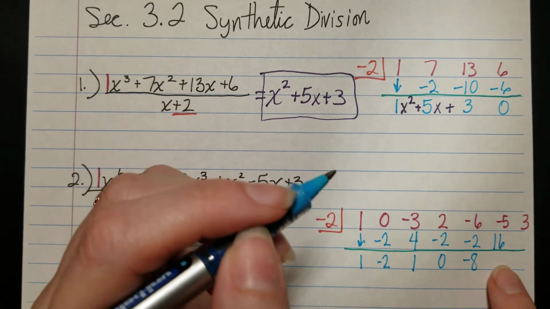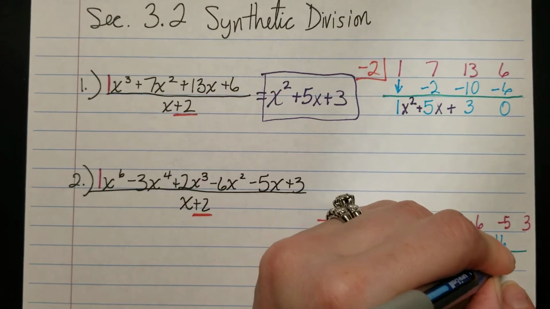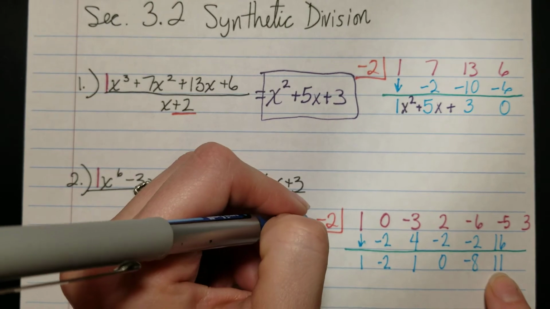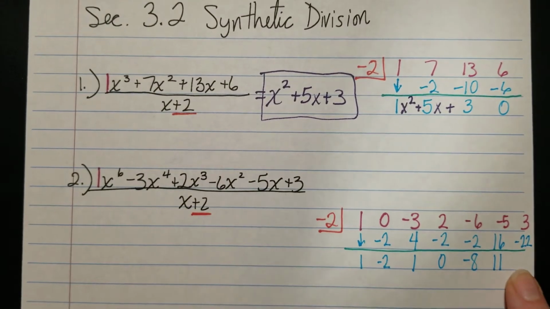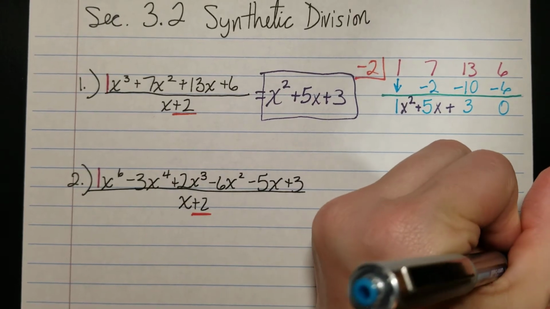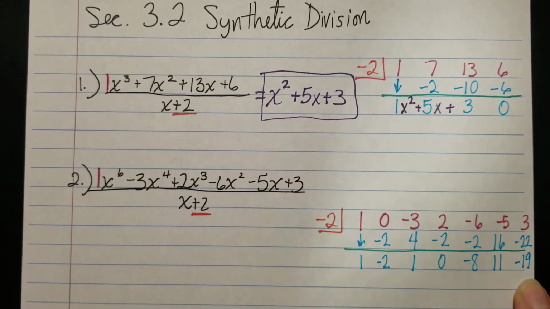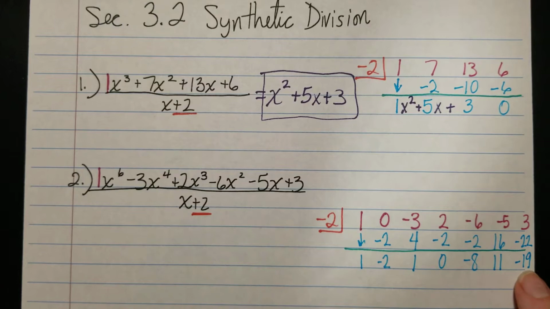-5 plus 16 is 11. 11 times negative 2 is negative 22. And 3 minus 22 would be negative 19. So in this case, negative 19 is the remainder.